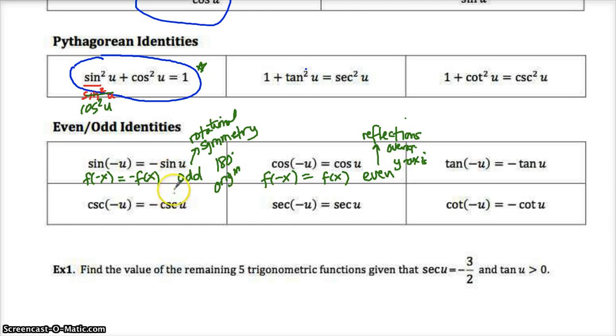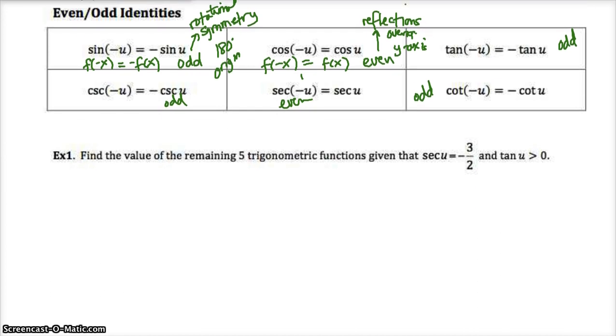The reciprocal functions, if this is odd, or you can check it and graph it. But your tangent function is also odd because you're getting the opposite here. So this is odd, even, and odd again. But we'll talk more about that as we go through the unit.